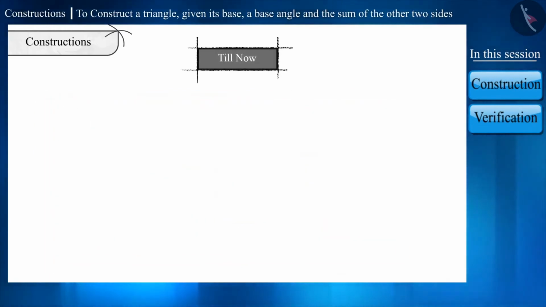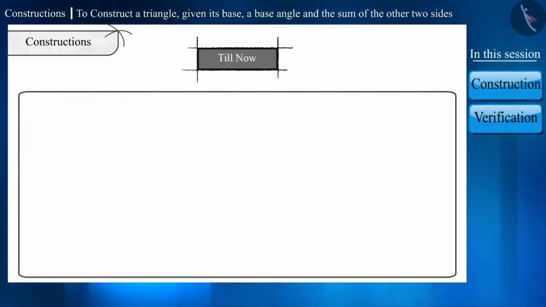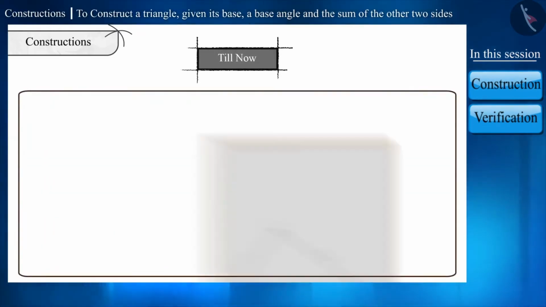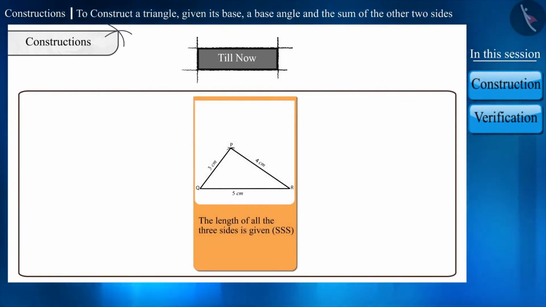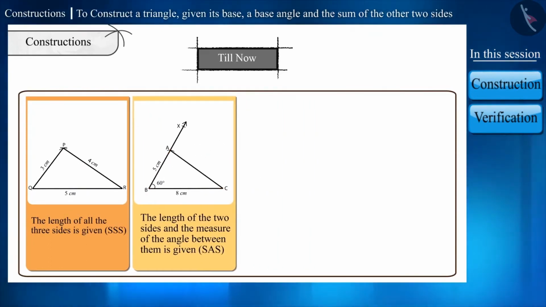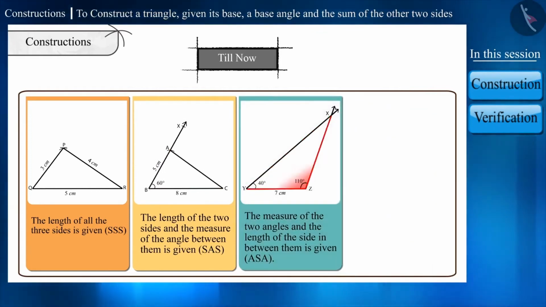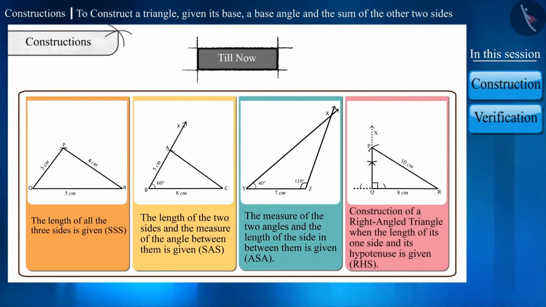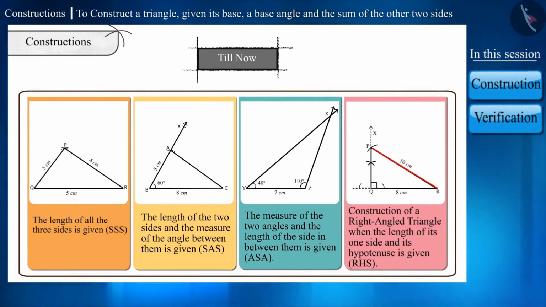Friends, in the previous classes, we have learned the general construction of triangles such as the construction of a triangle when the length of all its sides is given, construction of a triangle when the length of its two sides and the measure of the angle between them is given, construction of a triangle when the measure of its two angles and the length of the side in between them is given, and the construction of a right-angled triangle when the length of its one side and its hypotenuse is given.